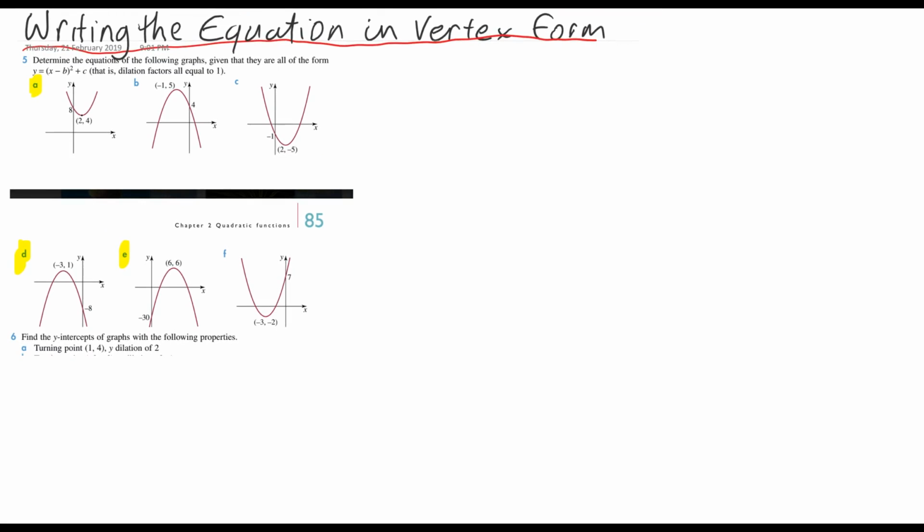Okay, vertex form looks like this. It is y equals some number, which we call the a value or the dilation factor, outside of x minus some number, which we call h. That's the x value of the vertex, which is the turning point of the parabola. The top bit on a negative parabola, and the bottom bit on a positive parabola.